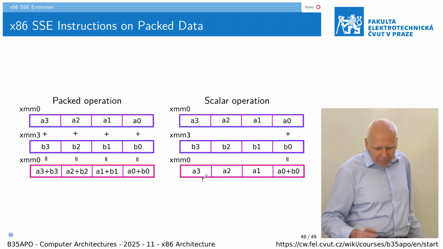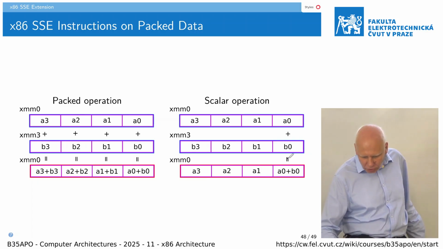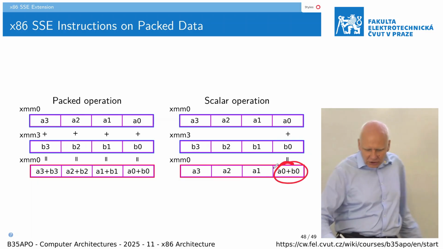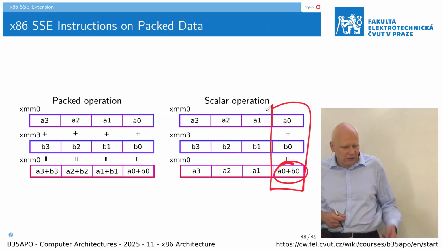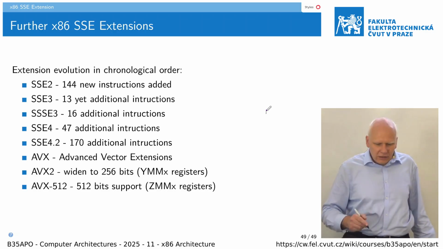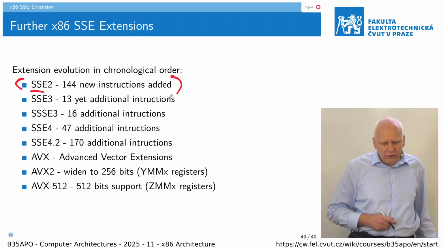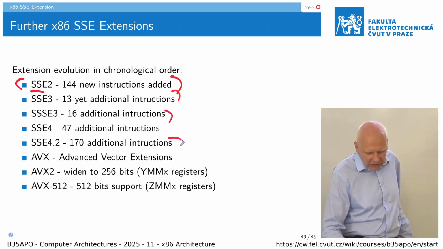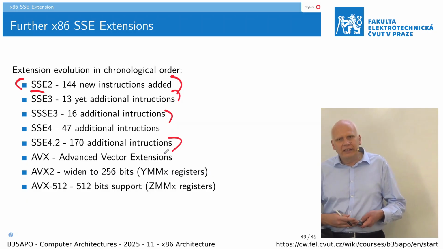And there are those scalar and those packed operations. For the packed operation, you process the whole register, or you can specify that you want to process only the scalar operation on the lowest bits of the register. And the evolution is that with SSE2, 144 new instructions were added, then 13 instructions, 16, 170. So basically you see how the instruction set is getting more and more complex.